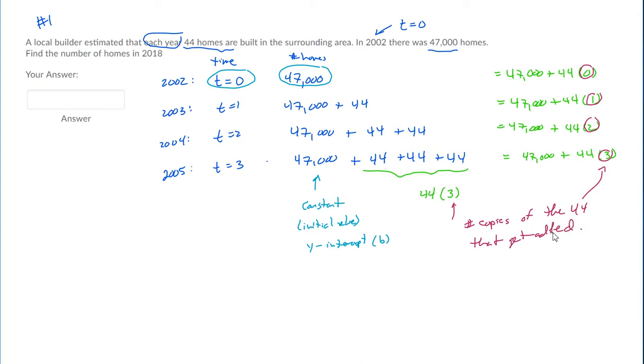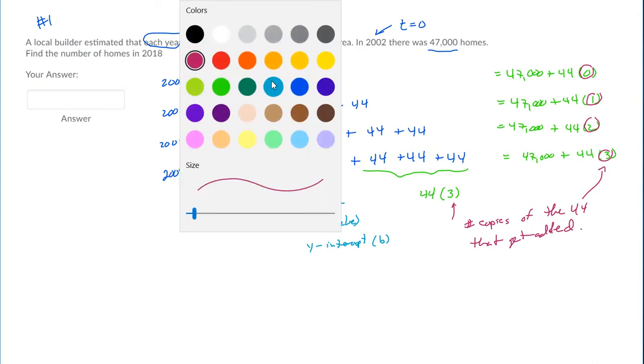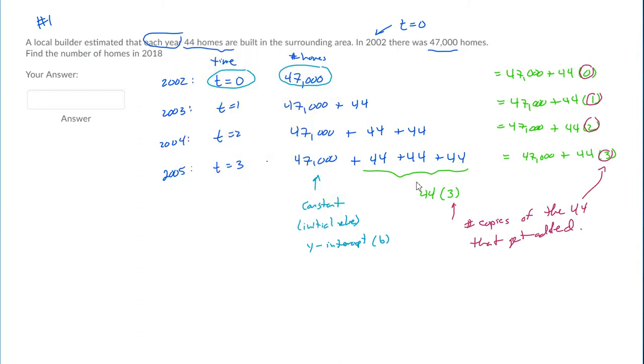Now, we need a name for these quantities. The 44, the quantity that we add over and over again, is called the slope, or constant rate of change. You'll see different descriptions of it. It's what we add over and over again.